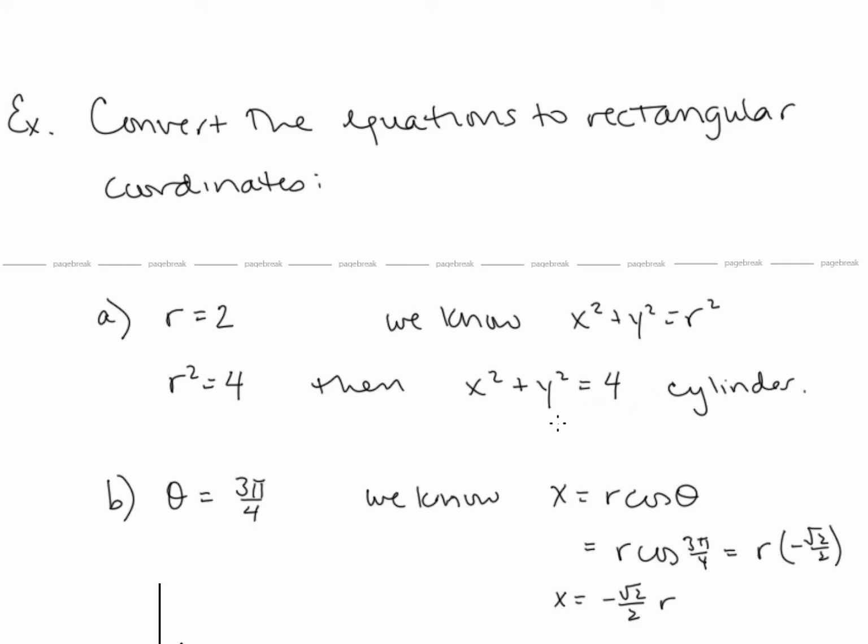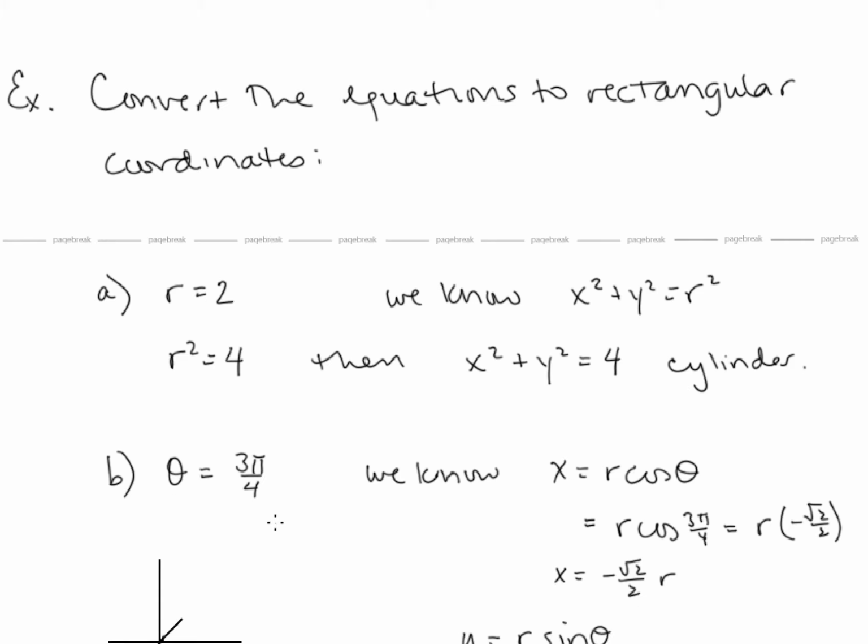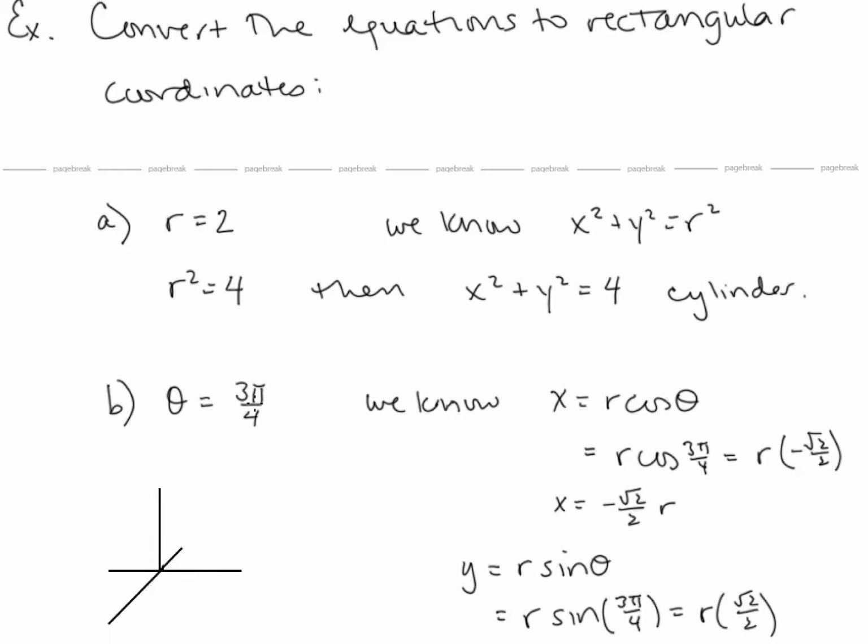In two-dimensional space, that's a circle of radius 2 around the origin, but in three-dimensional space, in cylindrical coordinate space, that's the cylinder x squared plus y squared equals 4. Looking at the equation theta equals 3 pi over 4, let's think about that before we solve using equations. Theta equals 3 pi over 4.